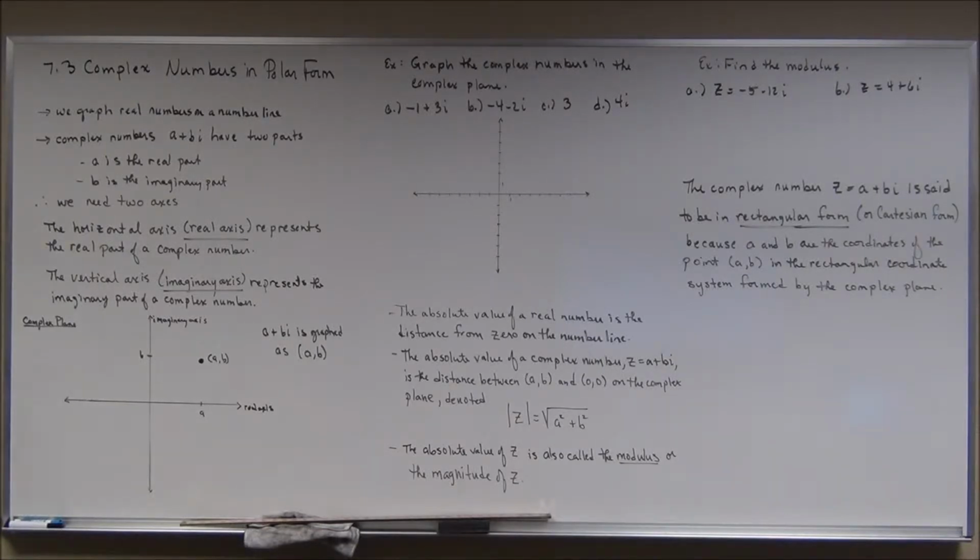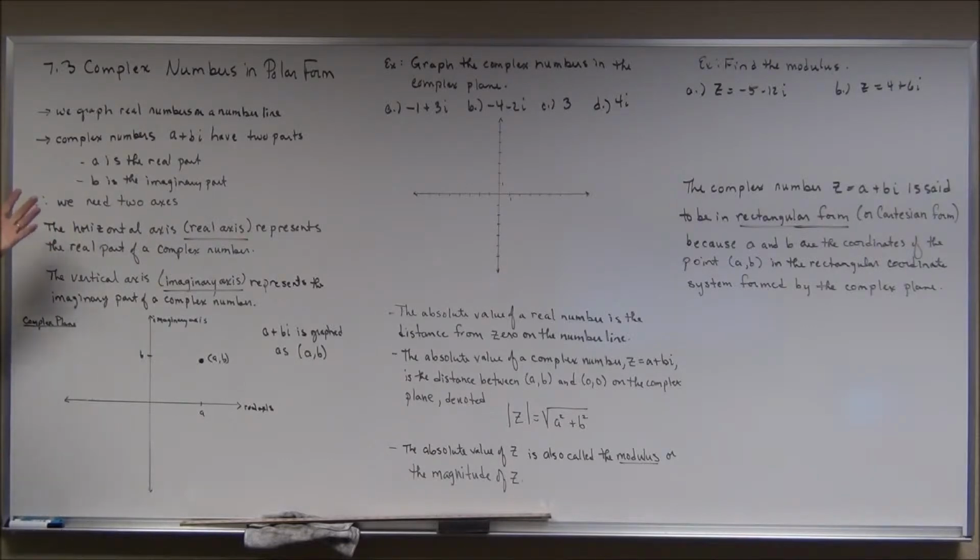Now, real numbers we graph on a number line. You can graph complex numbers, but you have to make some changes here because complex numbers, a plus bi, have two parts. The a, which is the real part, and the bi, or just the b there, because it's times the i, which is the complex or imaginary part. And so you're going to need two axes. You're going to need an axis for the real part and an axis for the imaginary part.